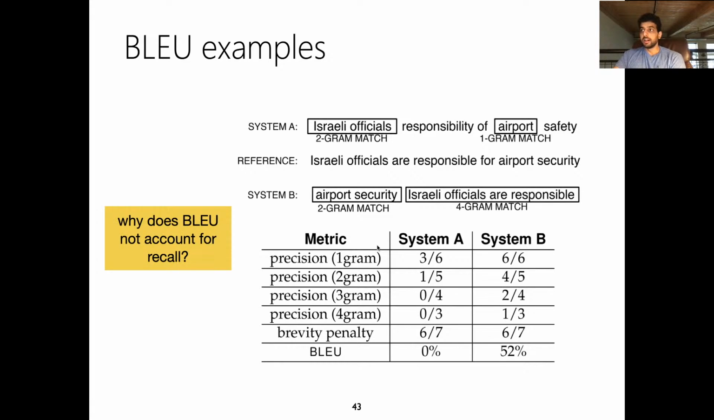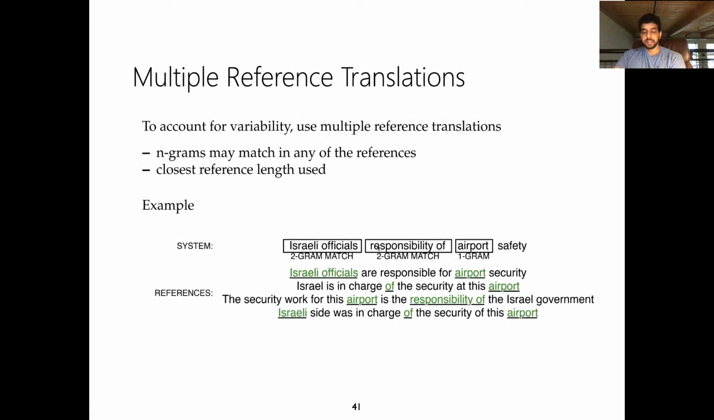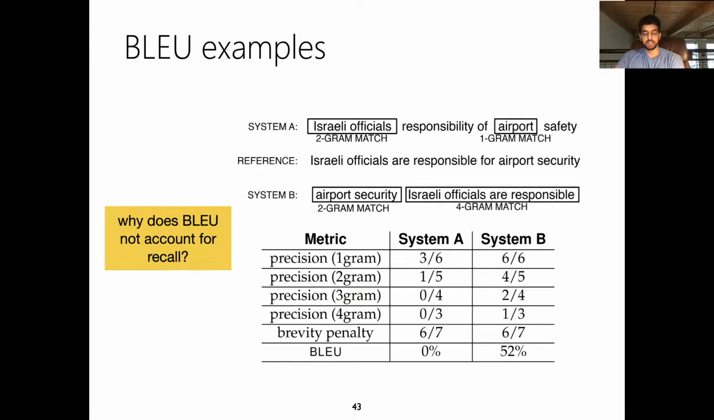So recall in this setting is hard to compute because we have multiple references, right? It's a little unfair of us to ask the model to match every single n-gram that occurs in every single reference, right? That's unfair. We only have a single translation, so it doesn't make sense to include recall as part of this computation.